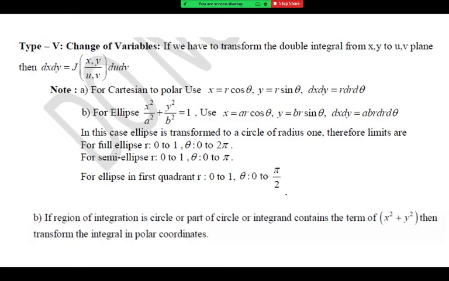Okay, so the last type of this double integral is related to polar only, but there is a small change. What is that small change? We are given the double integral in the xy plane, and the question will be to transform this double integral from the xy plane to the r theta plane. This is the r theta plane, say theta equal to 0.